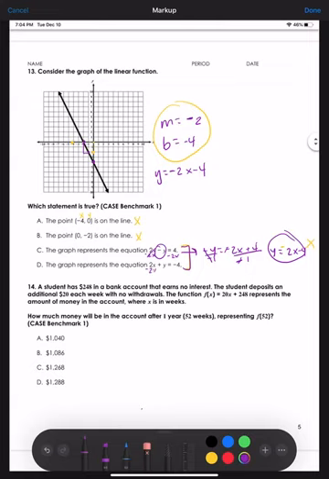If I move the 2x like this, I get y equals -2x minus 4. Does this match? Yes, it does. So it must be D.